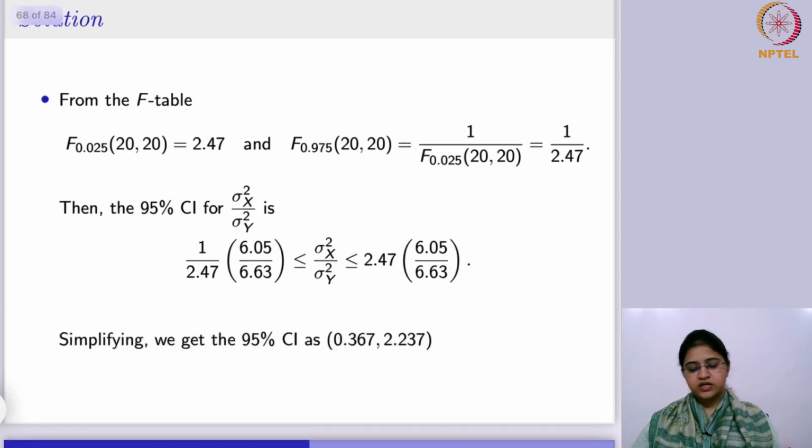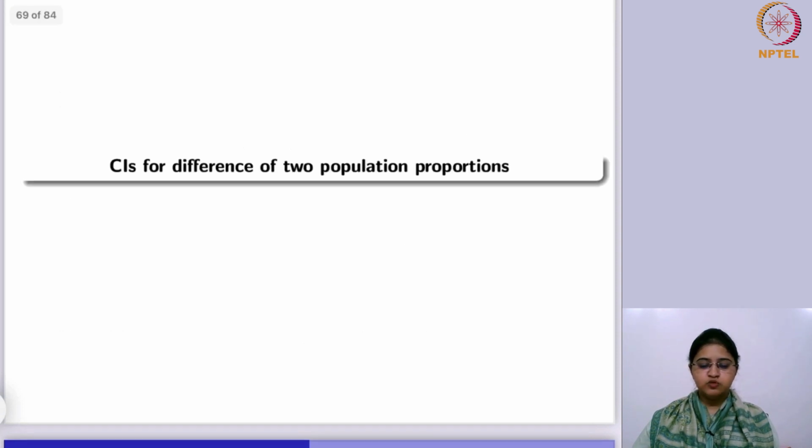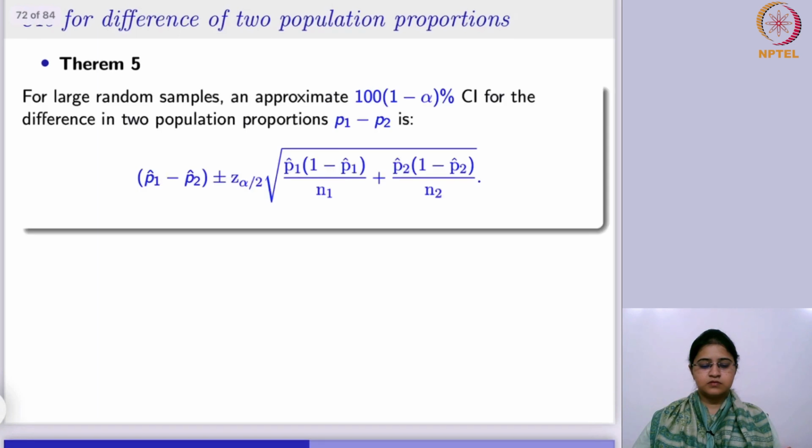So you get the 95% confidence interval in this way. Finally, we move on to the confidence interval for the difference of two population proportions. The result over here says that for large random samples, an approximate 100(1 minus alpha)% confidence interval for the difference in the two population proportions, that is P1 minus P2, would be this.